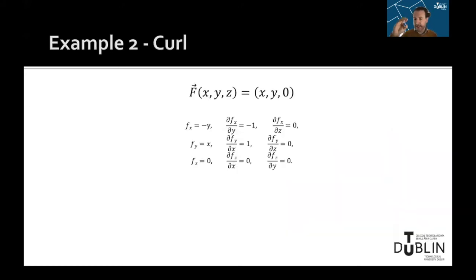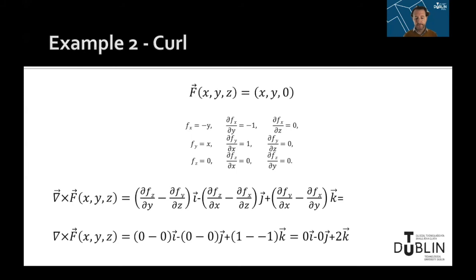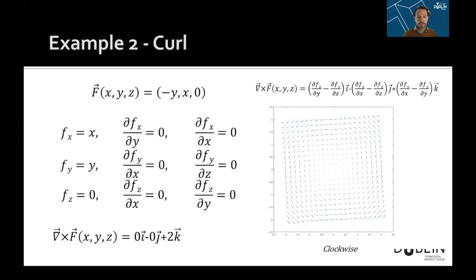So once again, they're the elements we need, and we plop them into this formula. So we have our fy, fzy, fyz, and we put it all together. And so that makes 0 in the i direction, 0 in the j direction, and plus 2 in the z direction. And that just means it's rotating around the z axis. That's it. That's everything brought together, and it's clockwise rotation around the z axis.